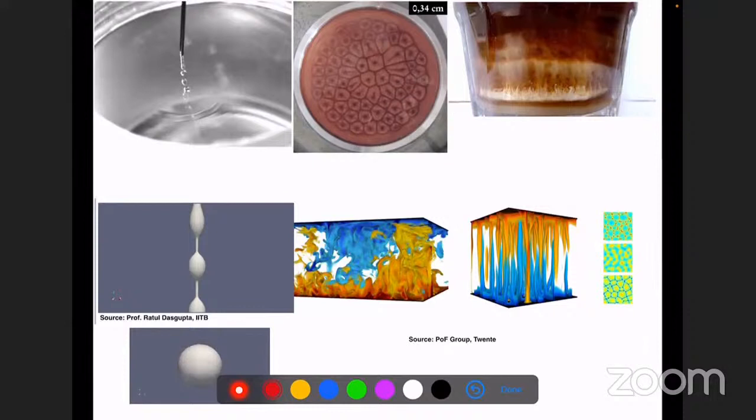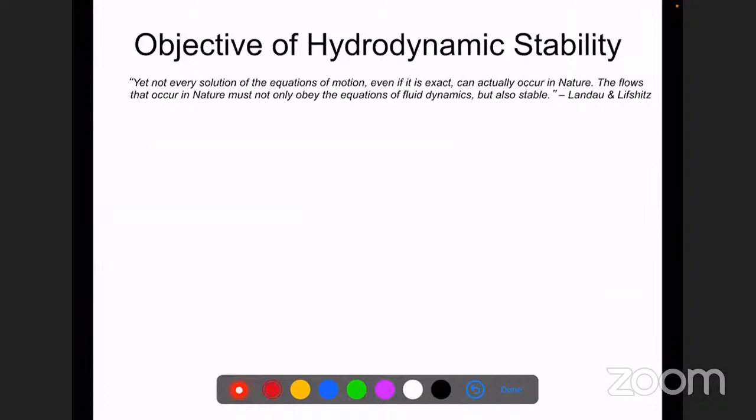Now, what is our objective of hydrodynamic stability? Now, when we are introduced to equations in fluid mechanics, we try to work out in some cases the equations of motion. Now, sometimes the equations of motion can be derived using pen and paper. There are simple analytical solutions, but they're fewer in nature because these are effectively nonlinear equations.